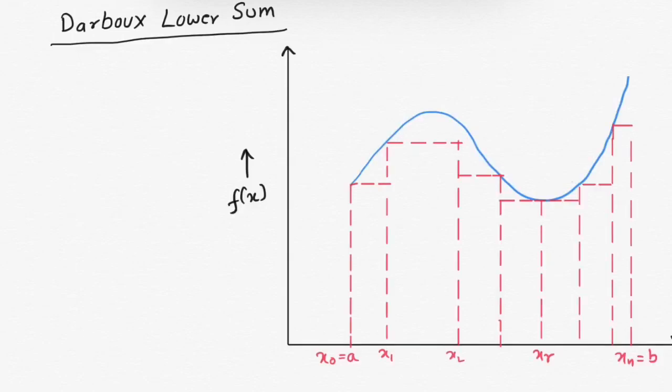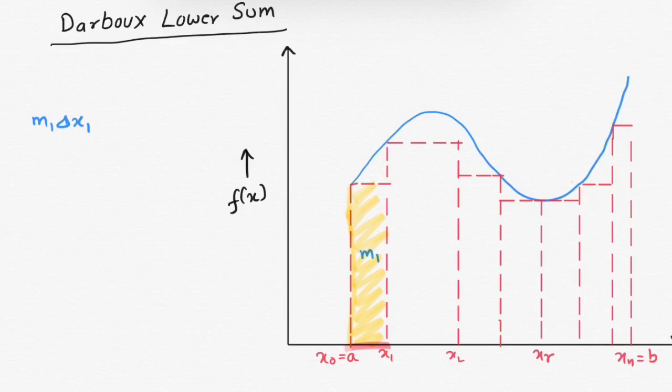In the Darboux lower sum, we find the area of the inscribed rectangle. In the inscribed rectangle, the length of the rectangle is the minimum value of the function in that interval, and the breadth of the rectangle is the length of the subinterval. So if m1 is the minimum value of the function in the first interval, then the area of the first rectangle will be m1 delta x1. Here delta x1 is the length of the first subinterval.